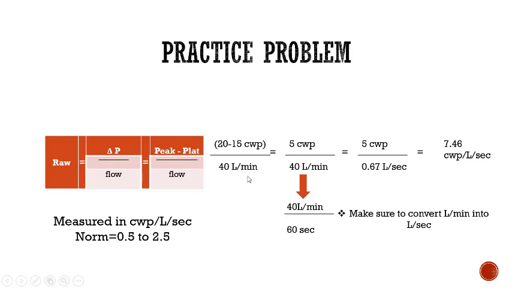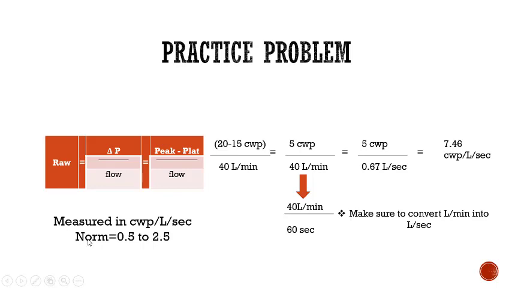Now we need to convert this 40 liters per minute to liters per second. To do that, you simply take the 40 and divide it by 60 seconds, and that's going to turn it from liters per minute into liters per second. So your new equation is 5 centimeters of water pressure divided by 0.67 liters per second, and you should end up with 7.46. You could round that to 7.5 centimeters of water per liter per second.